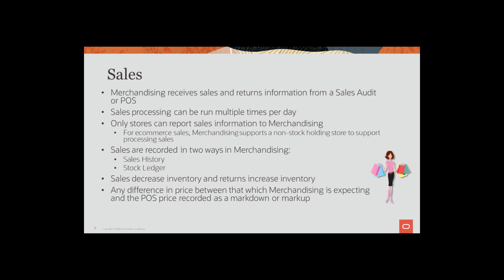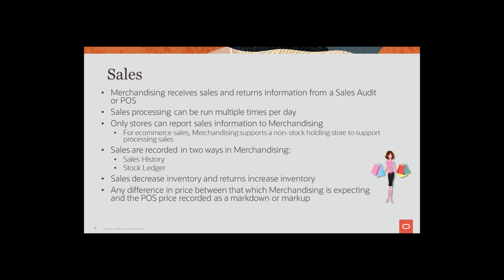Sales and returns information is interfaced to merchandising from an external source, usually sales audit. The merchandising sales processing supports uploading processing once per day or multiple times per day, often referred to as trickle polling. Trickle polling ensures that merchandising has the most recent sales reflected in inventory position in near real time. Sales are also processed against store locations in merchandising.